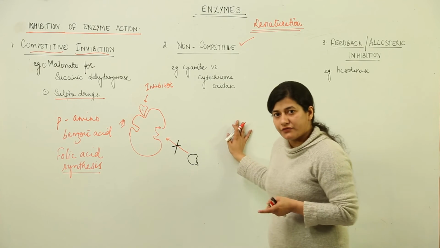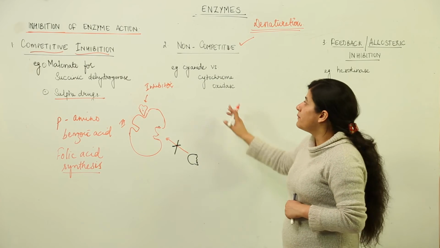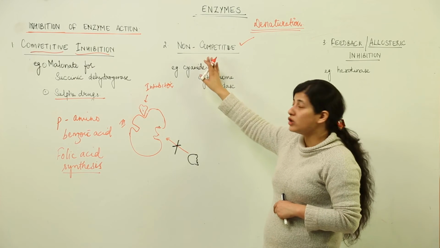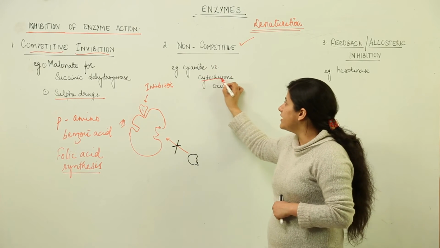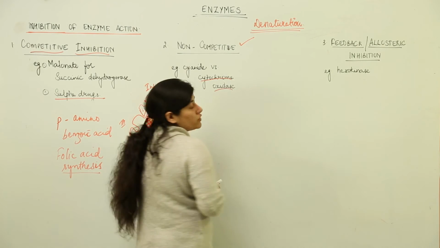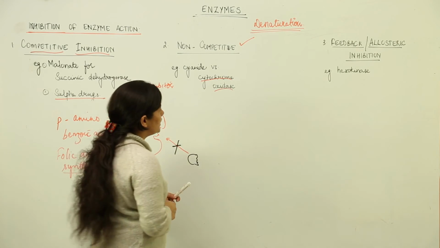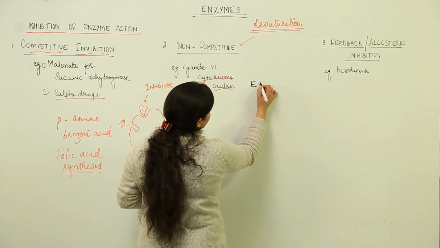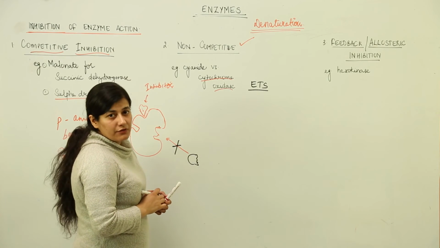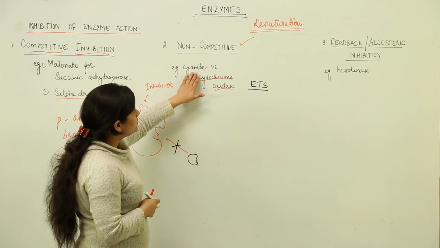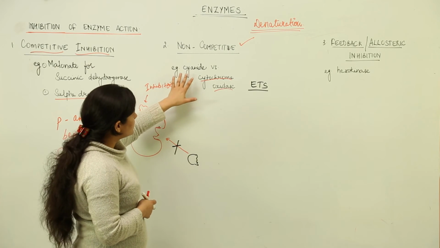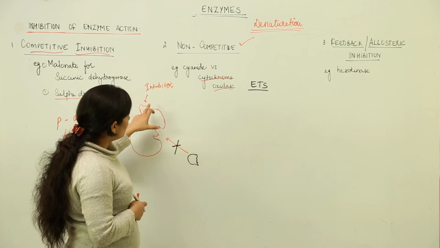Now, people die of consuming cyanide. Why do they die? Because cyanide provides non-competitive inhibition against the enzyme cytochrome oxidase. Remember, cytochrome oxidase was the enzyme which was very important in the electron transport system, ETS, which we did, where ATP formation was taking place. So it is basically a respiratory inhibitor, and it kills the person within seconds. That is why cyanide is providing non-competitive inhibition.